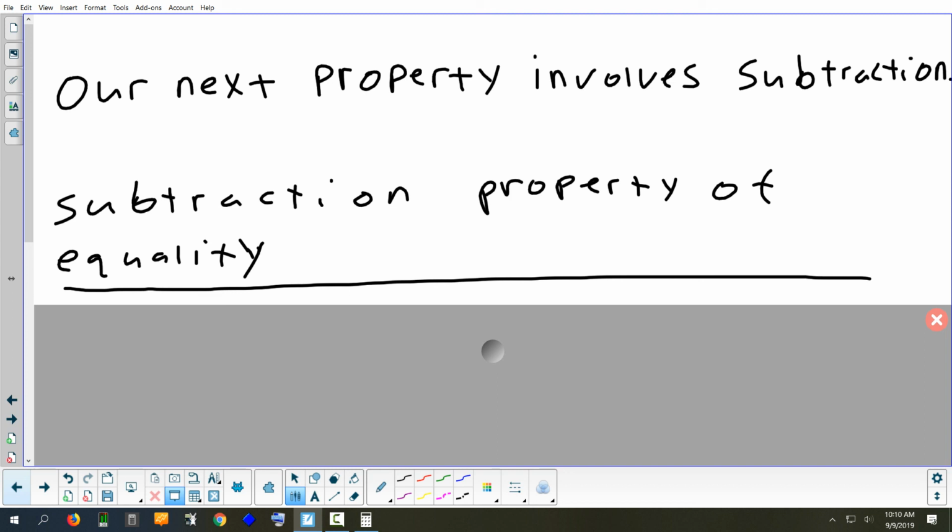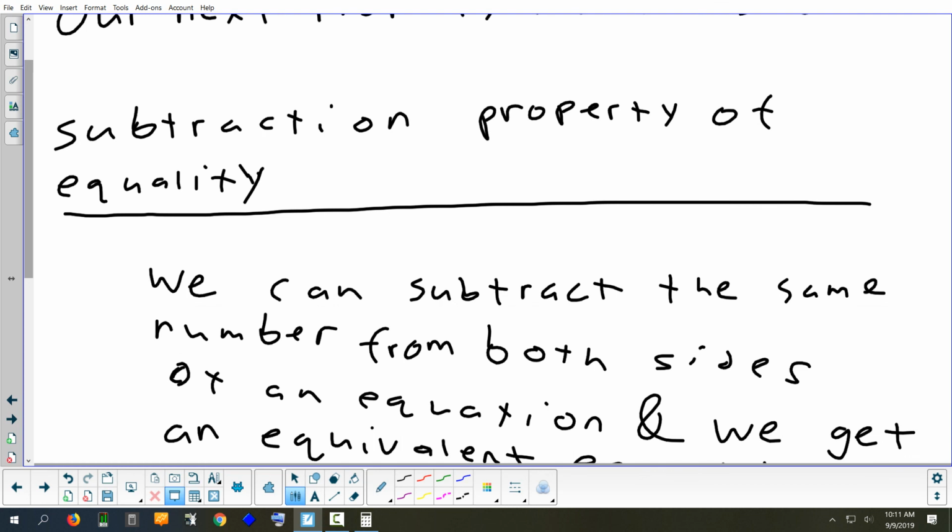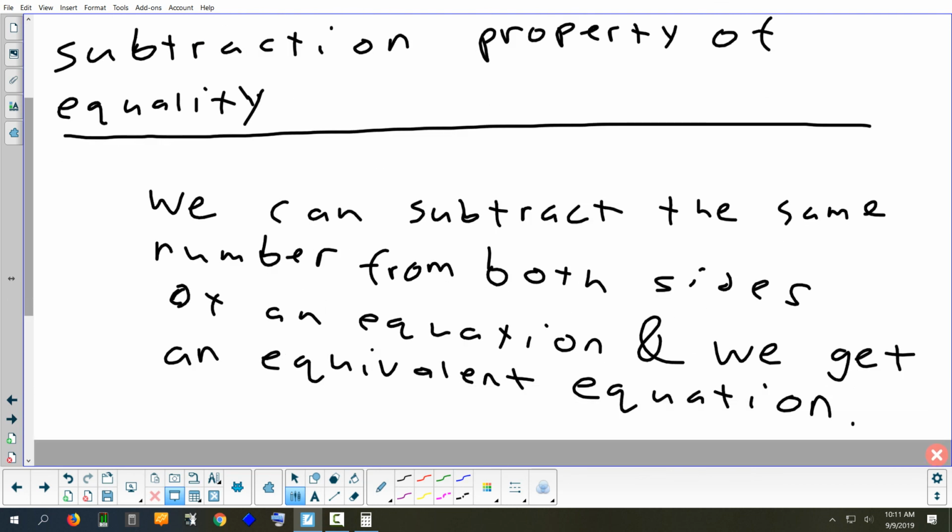You can subtract what? Anyone think they can tell me what it says? What number? Yeah, whatever it is, right? The same number. So you can subtract the same number from both sides, and you'll get an equivalent equation. Equivalent just means that you won't mess anything up, as long as you do it on both sides.